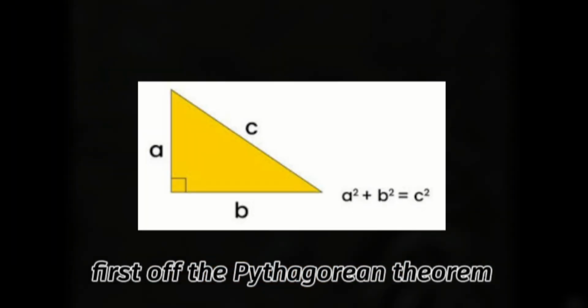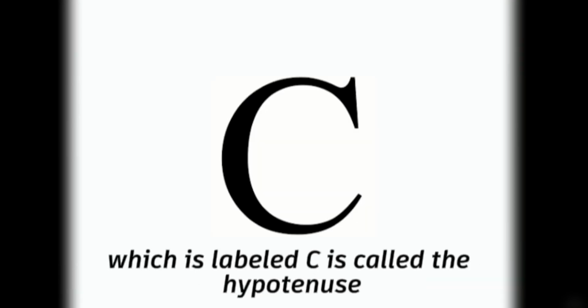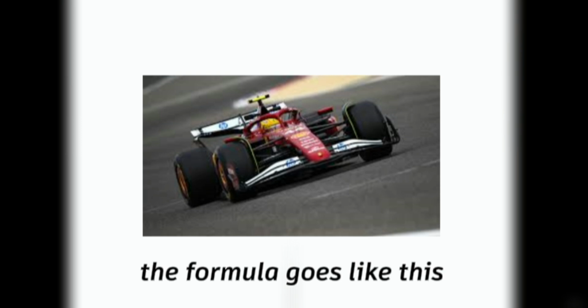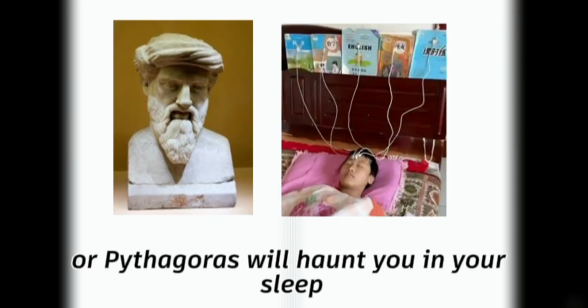First off, the Pythagorean theorem. A right triangle has a 90 degree angle. The longest side, which is labeled C, is called the hypotenuse, and the other two are legs, which are labeled A and B, just trying their best. The formula goes like this: a squared plus b squared equals c squared. Remember that, or Pythagoras will haunt you in your sleep.